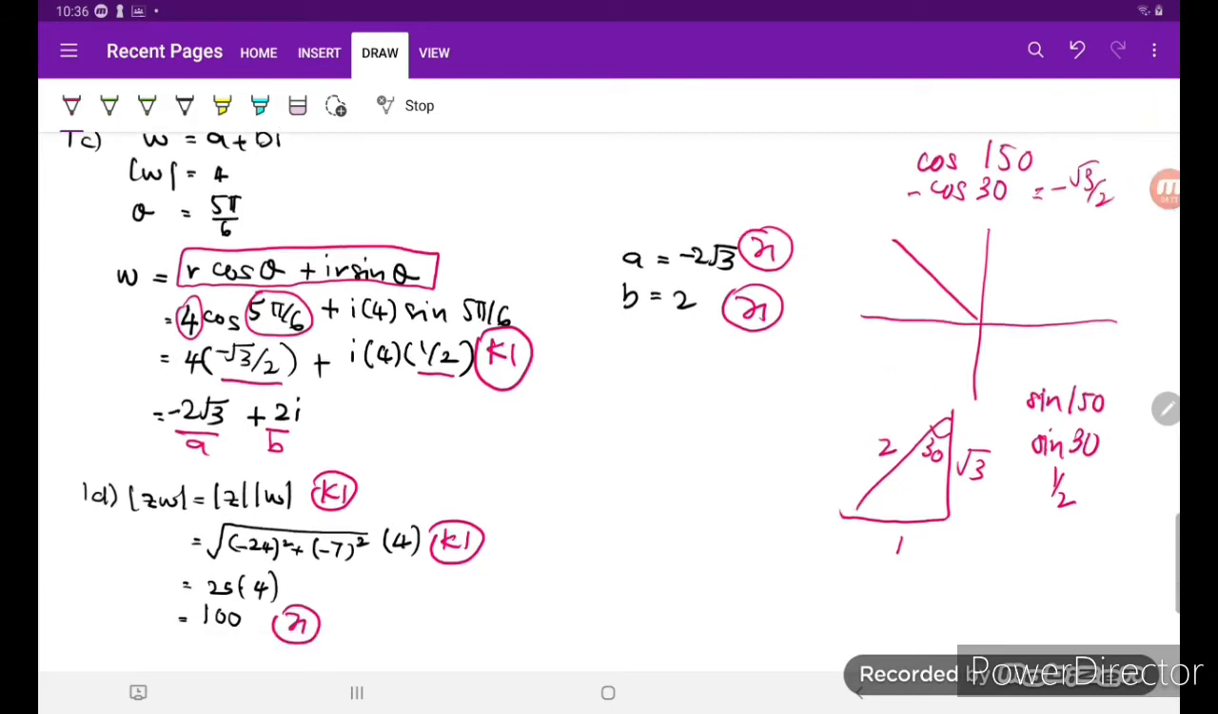For 1D, we want to find modulus of Z times W. We use the formula or properties of modulus of Z times modulus of W. You will get K1. And then you calculate modulus of Z, square root of negative 24 squared plus negative 7 squared, multiply with modulus of W given 4, you will get K1, and then in answer 100 you will get J1.